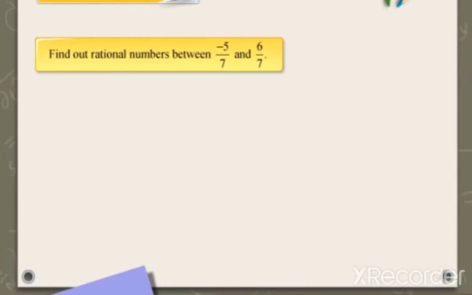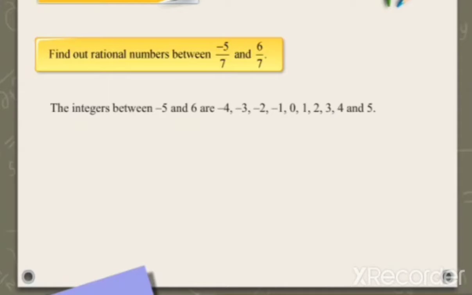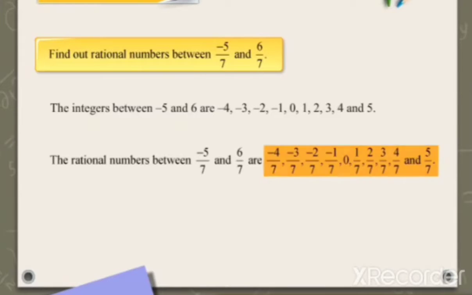Let's find out rational numbers between -5 upon 7 and 6 upon 7. Here, the denominators of both the fractions are the same. So we need to find out the integers between the numerators -5 and 6. These are -4, -3, -2, -1, 0, 1, 2, 3, 4, and 5. So, rational numbers between -5 upon 7 and 6 upon 7 are as shown.